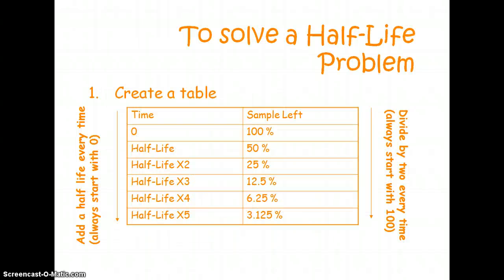When you solve a half-life problem, you're going to create a table. The table should always have time and your sample, or percentage, whichever you want to label it. Time always starts at 0, sample always starts at 100%. Now, every time a half-life goes by, we lose 50% of the sample, okay? So on the time side, you're just adding a half-life every time. Now on the percentage side, the percentage is cutting in half every time.